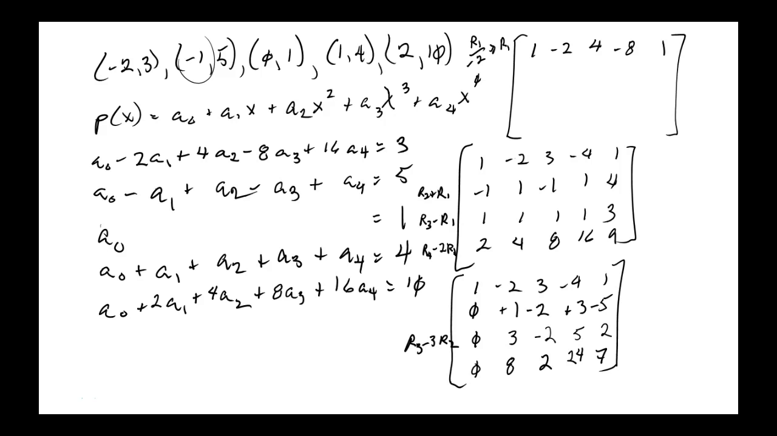-2, 3, -1, 5, 0, 1, 1, 4, 2, 10. And that curve, weird though it may be, does fit that. And don't expect life to be pretty. It will most often turn out bunches of weird numbers like that. All right.